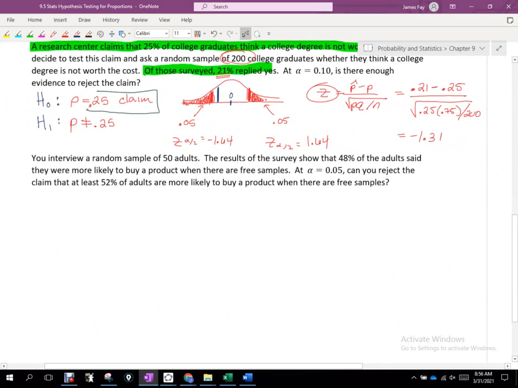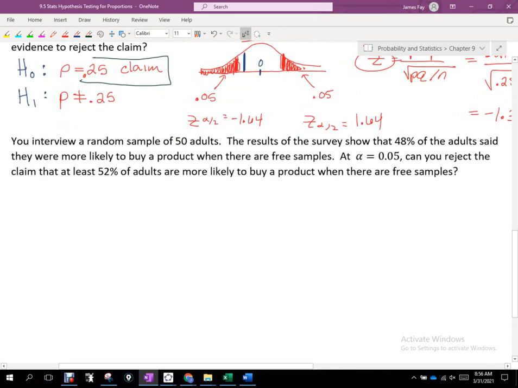Okay, it says you interview a random sample of 50 adults. The results of the survey show that 48% of the adults said they were more likely to buy a product when there are free samples. So with alpha being 5%, can you reject the claim that at least 52% of adults are more likely to buy a product when there are free samples?